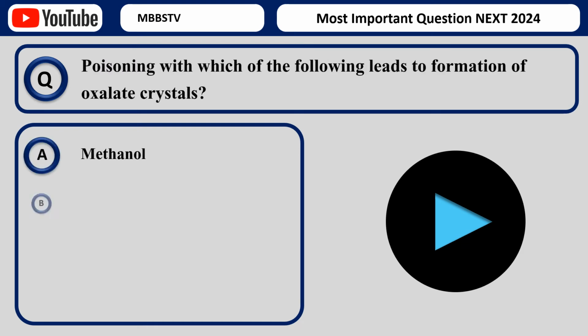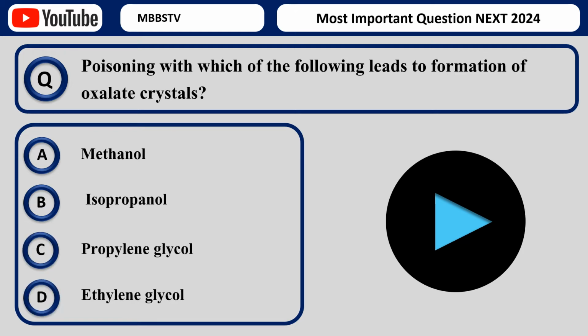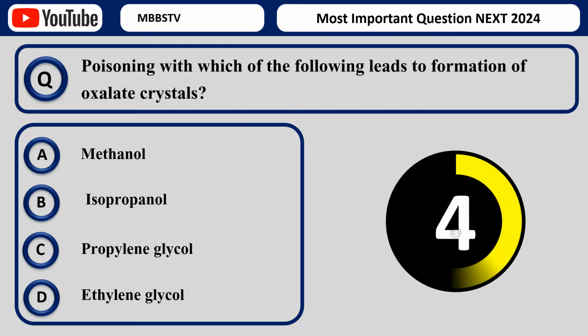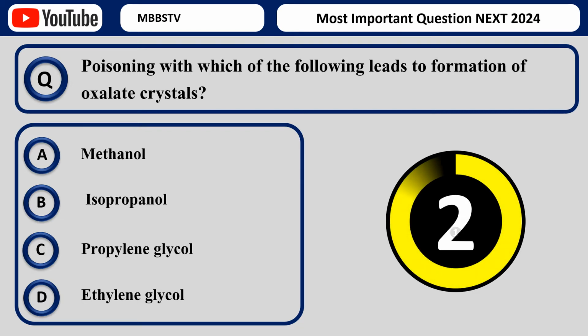Poisoning with which of the following leads to formation of oxalate crystals? Option A is methanol, B isopropanol, C propylene glycol, and D ethylene glycol. So which leads to formation of oxalate crystals? What do you think is the correct answer here? Let's see. The correct answer here is D, ethylene glycol. So poisoning with ethylene glycol leads to formation of oxalate crystals.